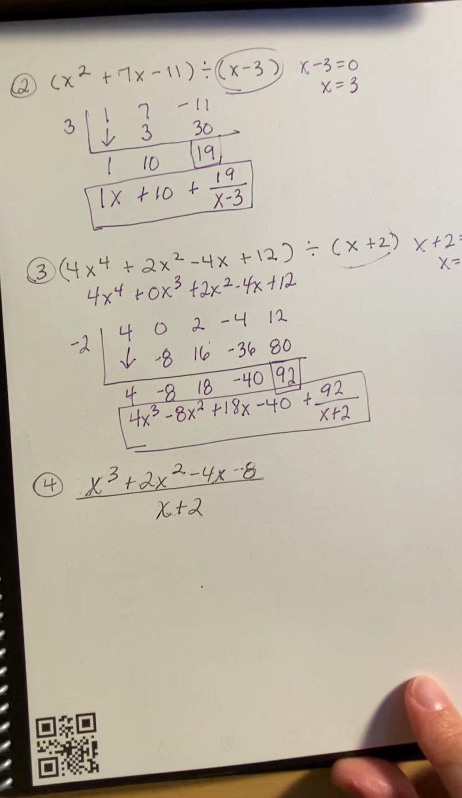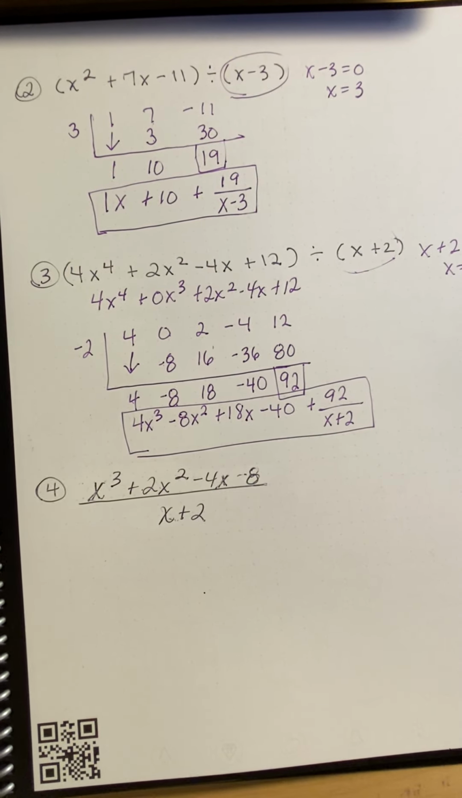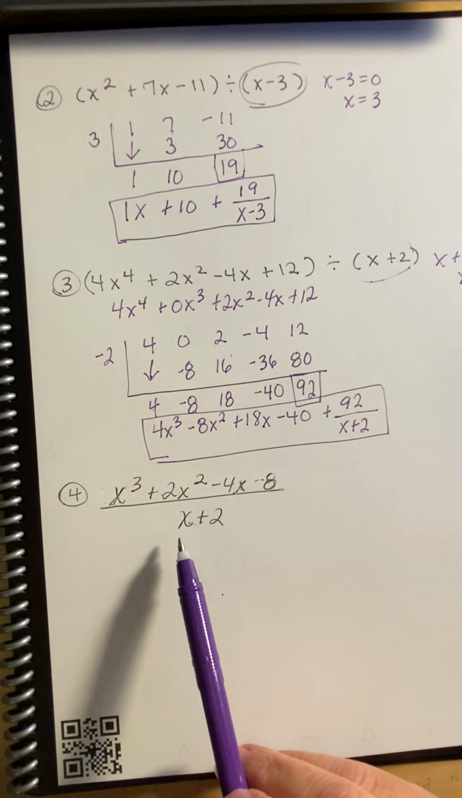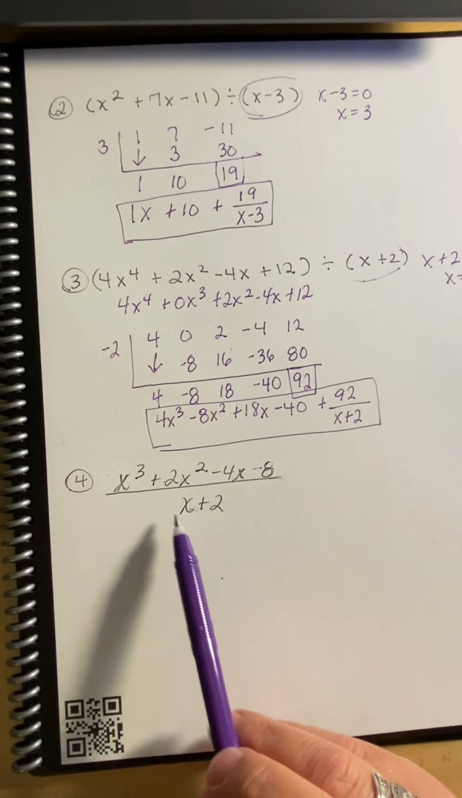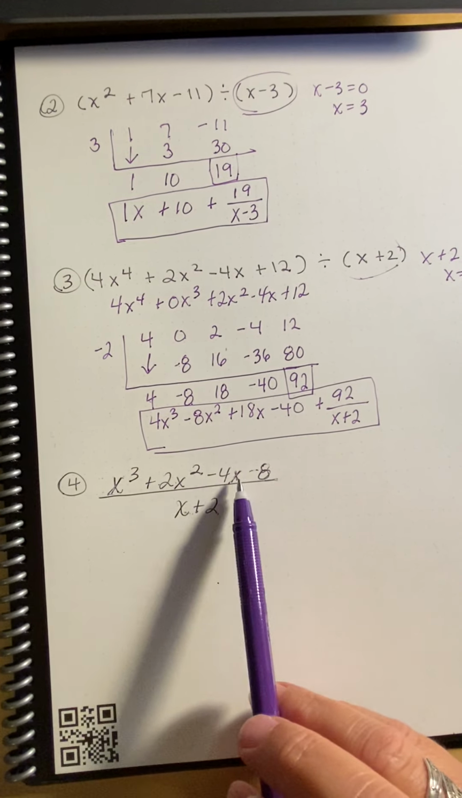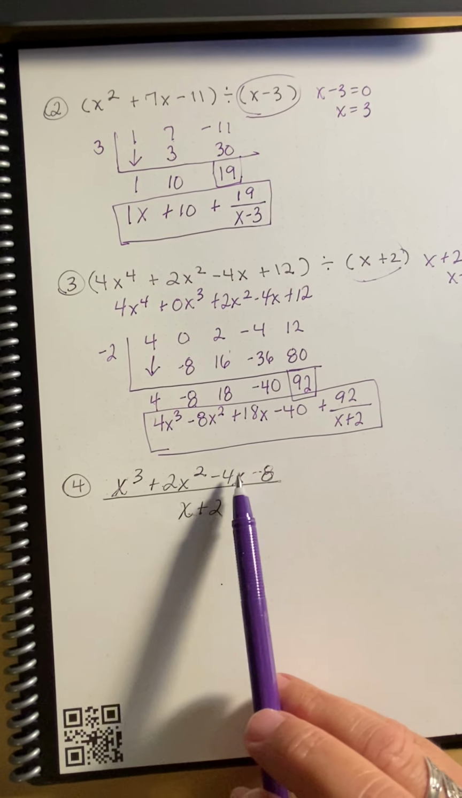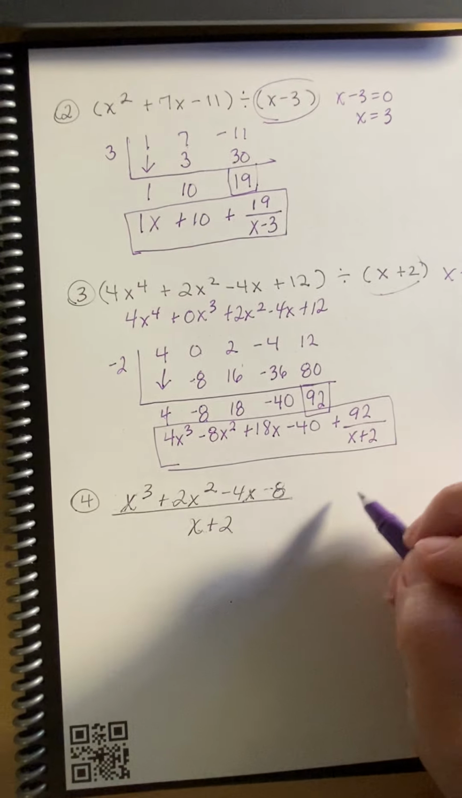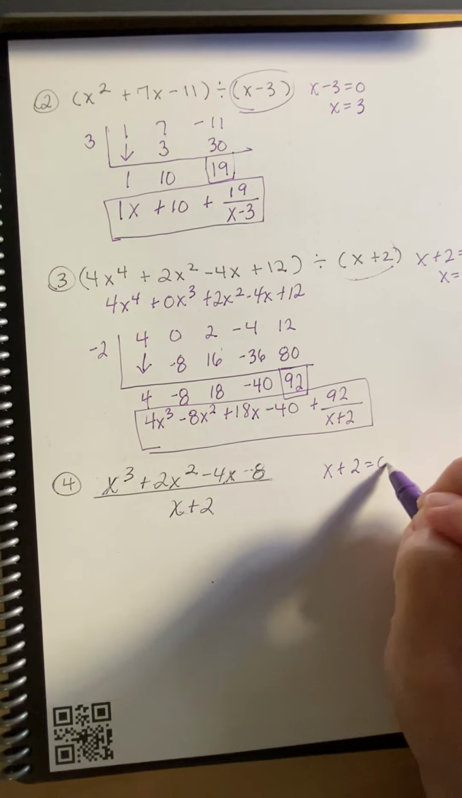All right, let's move on to example number 4. So here, you want to make sure it's written a little differently, but it still means the same thing. We're going to divide. And you want to make sure you have all of your exponents. So 3, 2, 1, 0. We're good with that. Take your divisor, set it equal to 0, and solve.